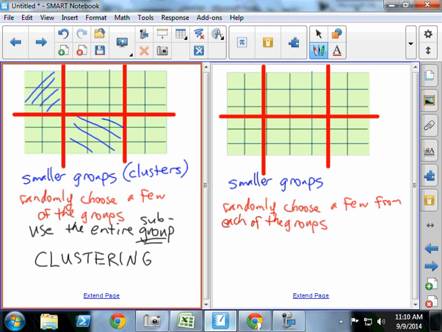You better believe that an upcoming essay question is going to be: explain the difference between clustering and this other one. In clustering, you do subdivide the population into smaller subgroups, and those subgroups are called clusters. And then you randomly choose a few of the clusters, but you'll select everything within each of those clusters, or everyone within each of those clusters. Okay, so that's called clustering.